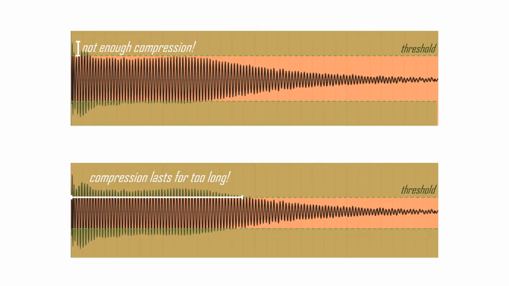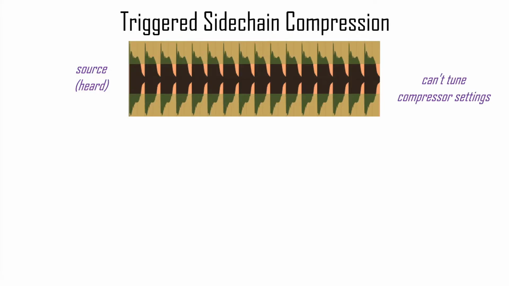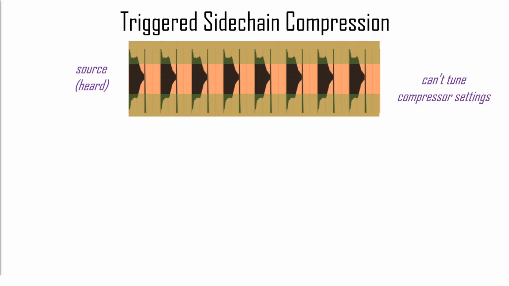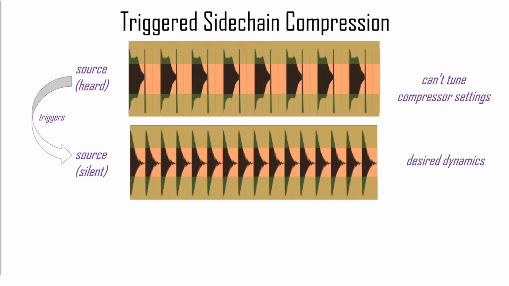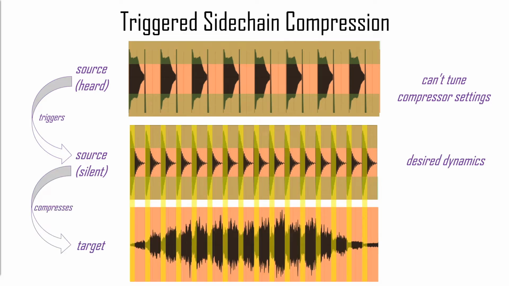The problem is, with some sounds or groups of sounds, you can't set parameters like threshold correctly to either get enough compression or keep the compression lasting only for a short period of time. Ideally, you'd use one source of sound, like the kick that you actually want to hear, or maybe a few sounds, like a kick and a snare, and you can't tune the compressor settings to get the compression on the rest of the music that you want. But those sources could trigger a silent source with the dynamics that you want. Those dynamics are just right to compress the rest of the music exactly how you want.